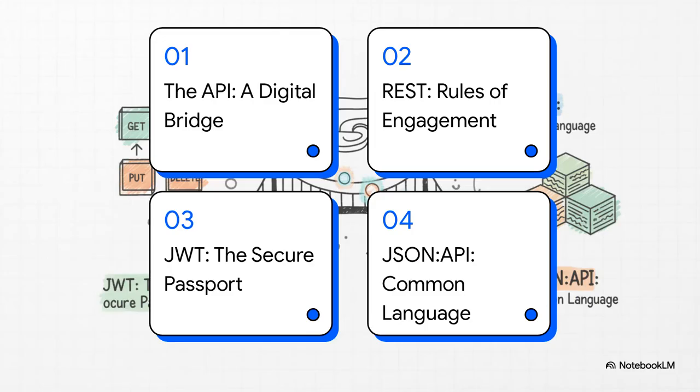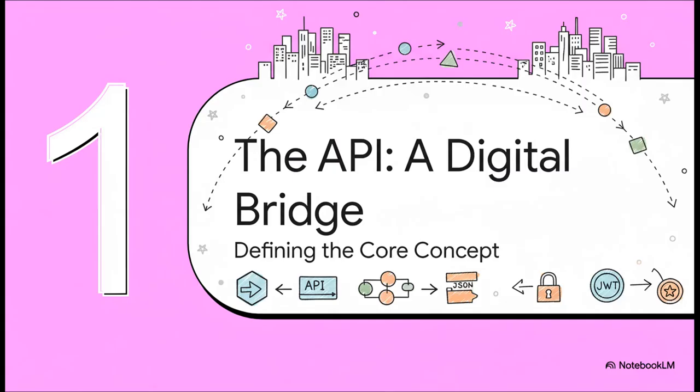Now, let's place this on our roadmap for today. We've got 4 key checkpoints to hit. First, we'll define what an API is, our digital bridge. Then, we'll look at REST, which you can think of as the rules of engagement. After that, we'll tackle JWT, our secure passport for data access. And finally, we'll talk about JSON API, a common language to keep everything consistent. All right, let's get into it.